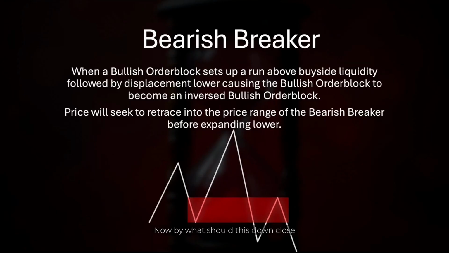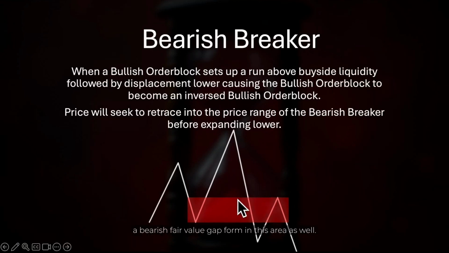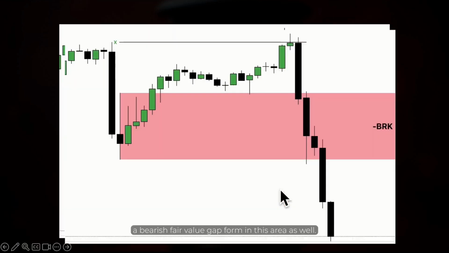Now, by what should this down close candle get displaced through? Ideally, we would like to see a bearish fair value gap form in this area as well. When we pay attention to a chart example then, what you can see is that the market formed this high right here, then dropped towards the downside. We saw this low form, and we then saw the market expand towards the upside, taking out the buy side liquidity resting above this high.